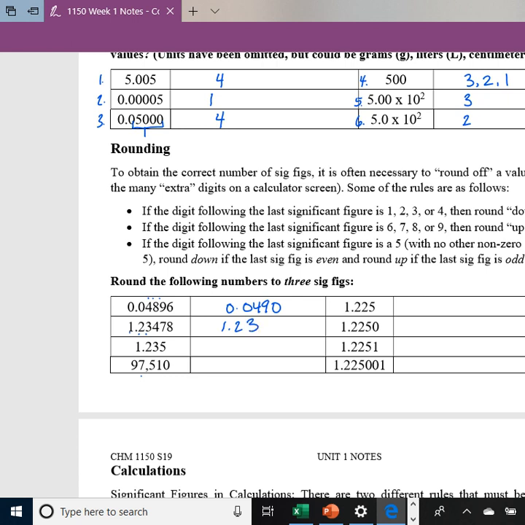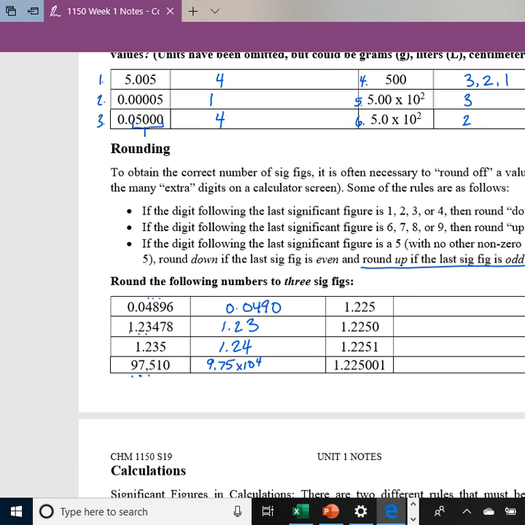On the next one, 1.235. So here we end in a 5 and there's no other digits after it. So because the last sig fig, which is 3, is odd, and we said that we're going to round up if the last sig fig is odd, we're going to make this number 1.24. Next, 97,510. The 9, the 7, and the 5 are significant. So we're going to round there, and the next digit's a 1, so we don't need to round up. So this is going to be 9.75 times 10 to the 4th power.